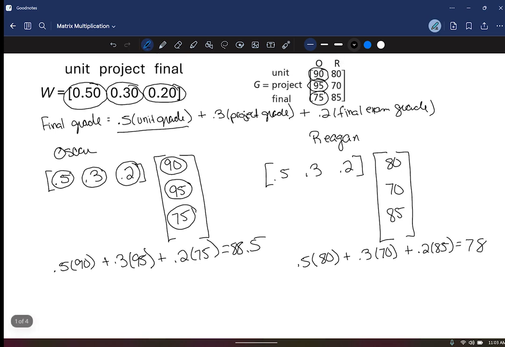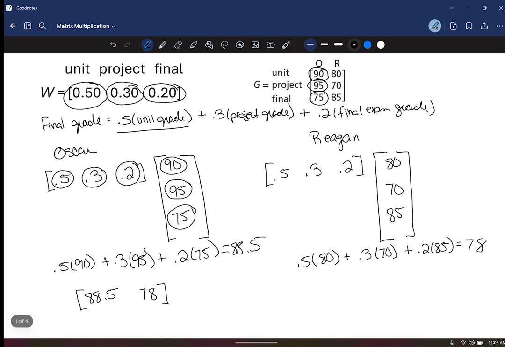Now, notice that this was first row times first column. So when we make this matrix, that 88.5 is going to go in the first row, first column. All right, then we had first row times second column. That number is going to go in the first row in the second column. And so now that we have our matrix, we have a 1 by 2.